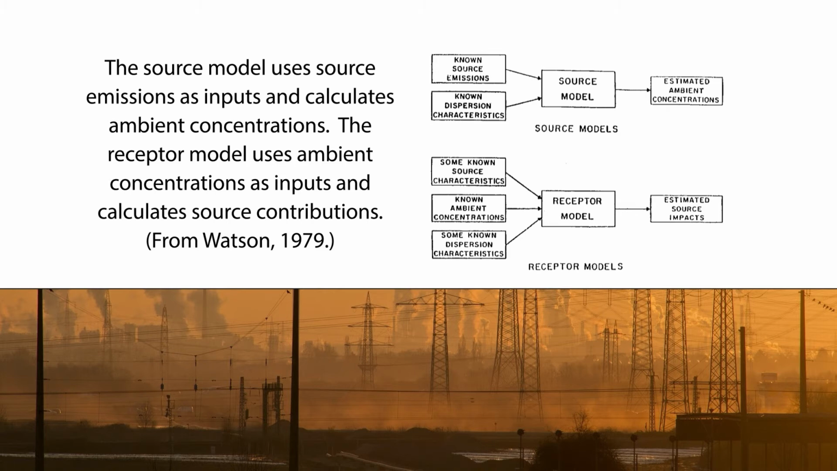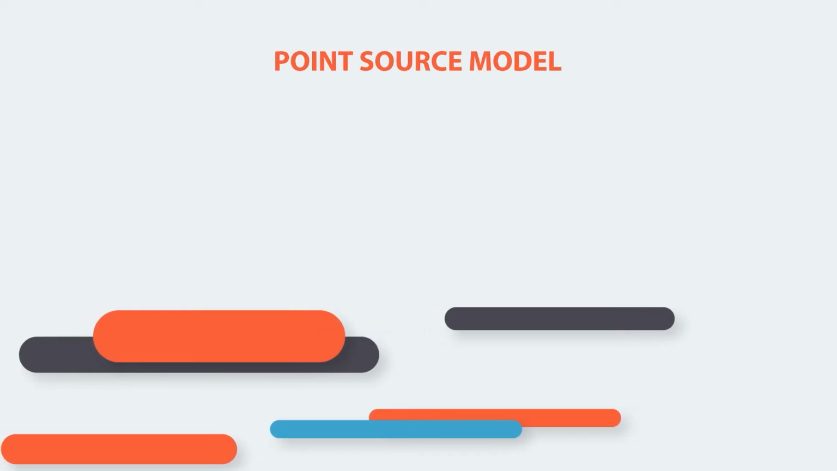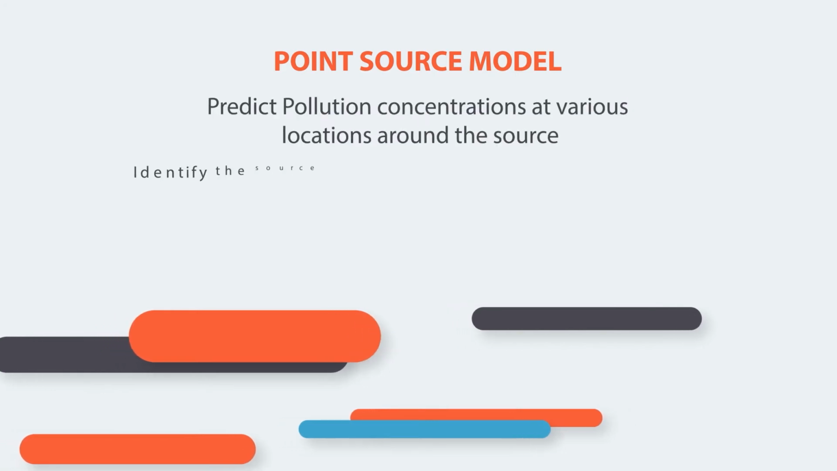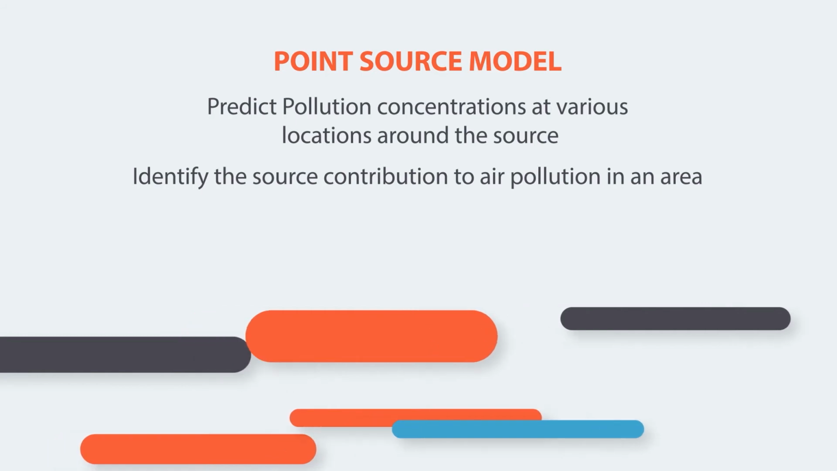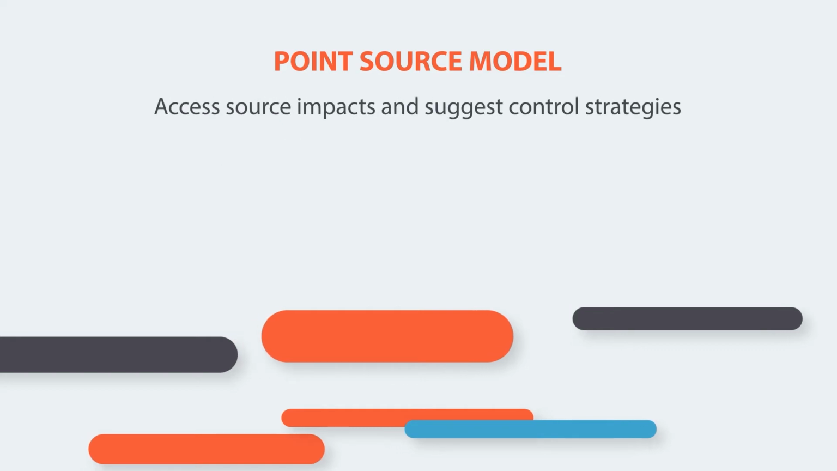So data from the receptor location is used to identify the source and also to quantify the source. So let us get into the point source model. Point source model, as I told you earlier, predicts the concentration at various locations around the source. It is mainly towards the downwind direction. It identifies the source contribution to air pollution in an area. It assesses source impacts and suggests control strategies.